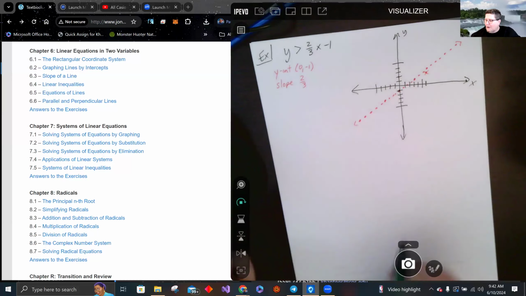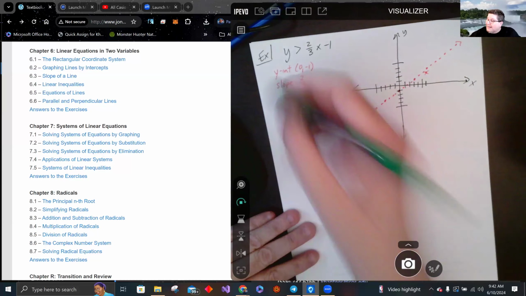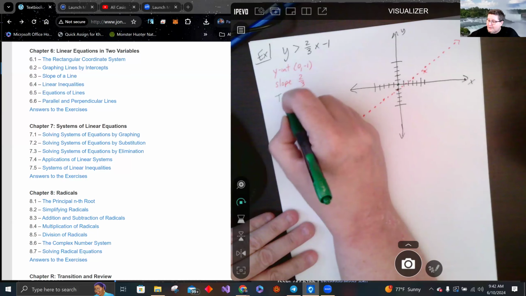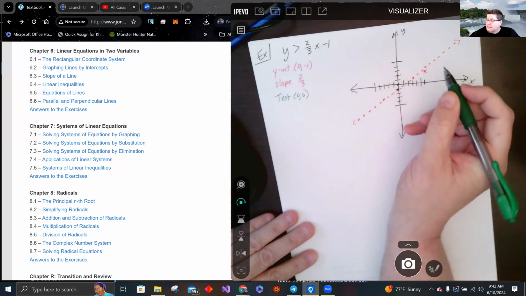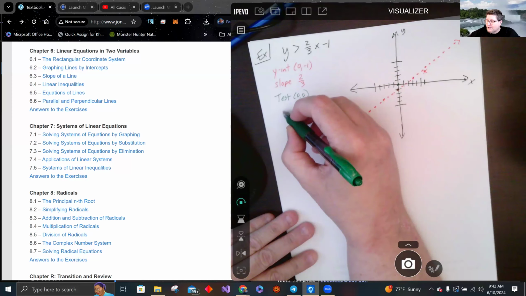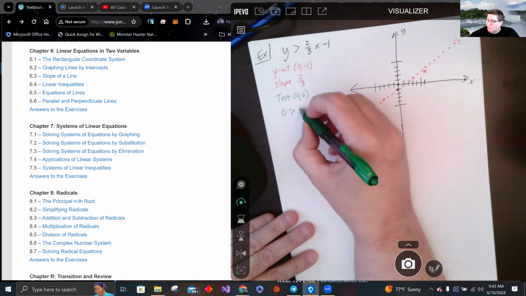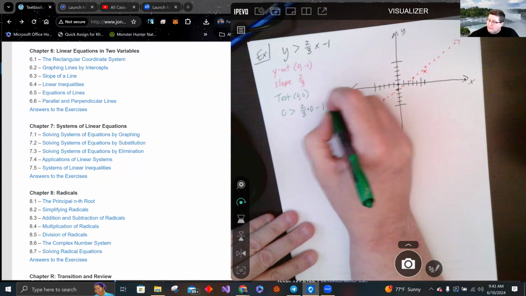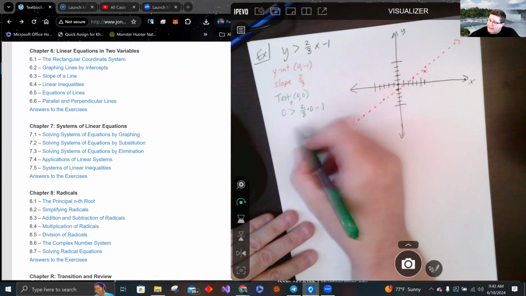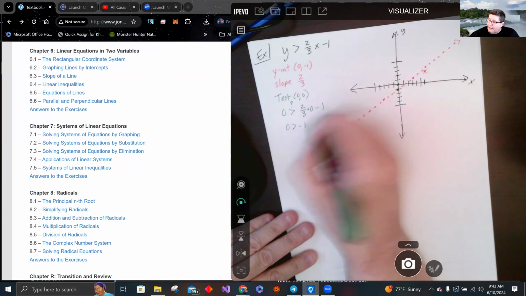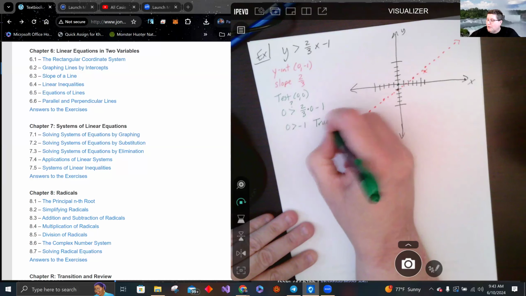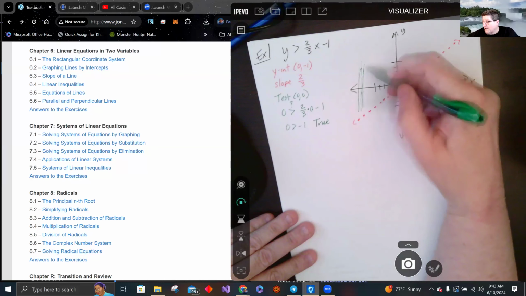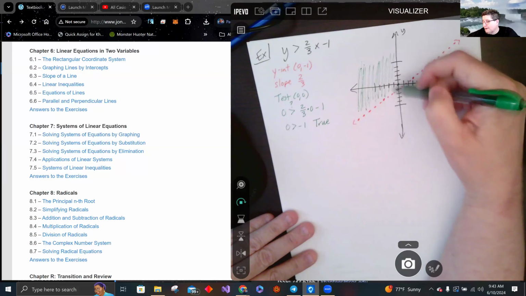That's the line. And now I'm going to pick a test point. Since the origin 0, 0 is not on the line, I'm going to test 0, 0. I plug in x for 0 and y for 0. Is 0 greater than 2/3 times 0 minus 1? I end up with 0 is greater than -1. That is true. So this is on the upper side of the line. I'm going to shade up here.